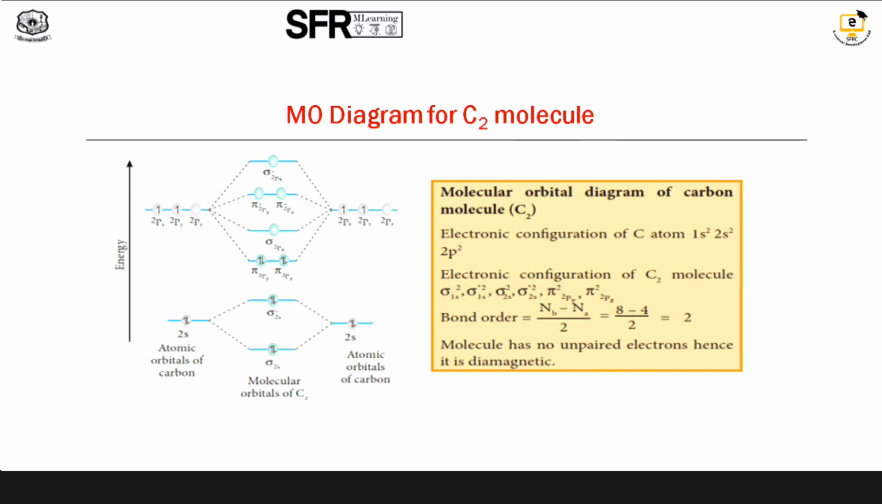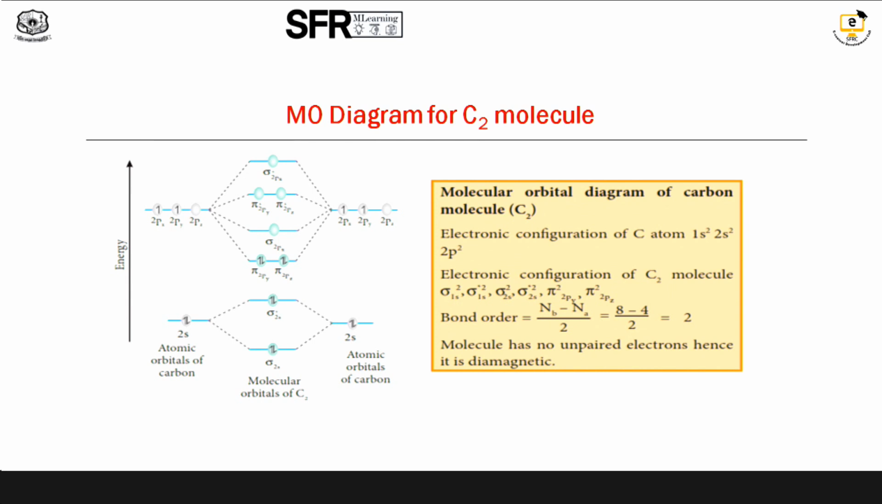This is a pictorial representation of the MO diagram for the carbon molecule, and the electron distribution is based on the half-half principle. First the sigma 2s orbital gets 2 electrons, and the sigma star 2s molecular orbital gets another 2 electrons, forming molecular orbitals from the 2s atomic orbitals. Then the 2p atomic orbitals are combined. Here 2 electrons are present in the 2p of each carbon atom, so totally 4 electrons are present in the carbon molecule.